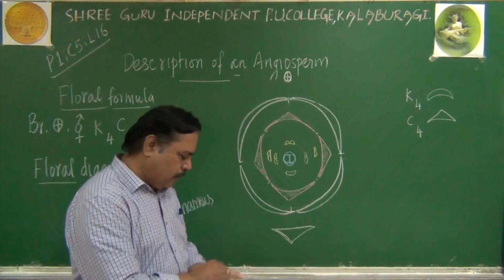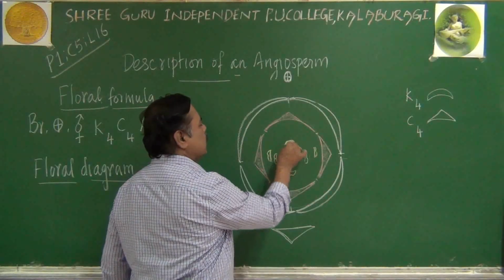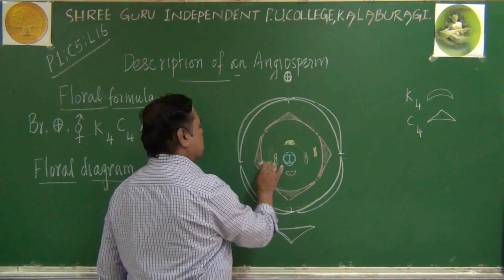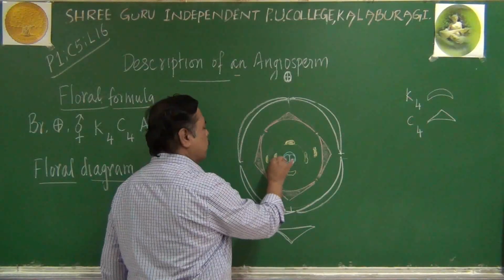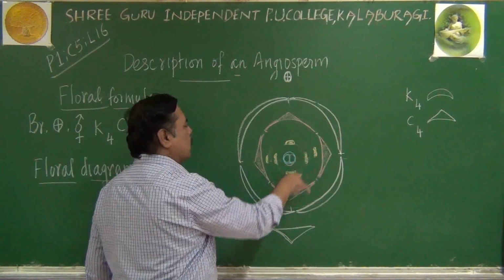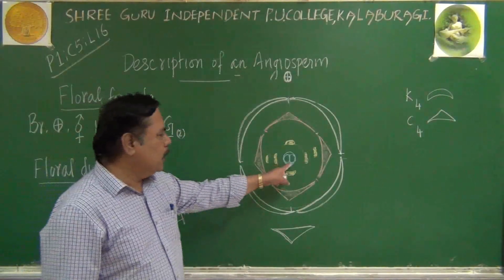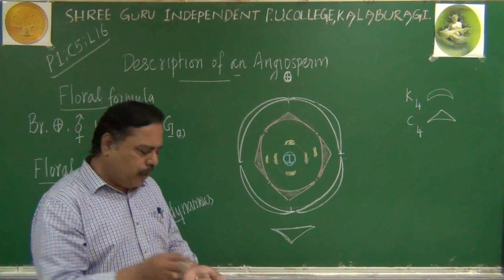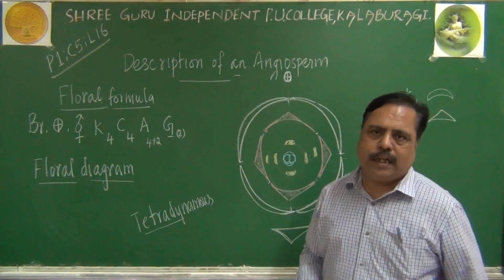Third one, yellow color we have drawn, that indicates stamen. How many stamens are there? 6 stamens are there. 2 of them are outside, the didynam, the shorter ones. Remaining 4 are bigger, longer ones. That is called tetradynamous condition. Inside here, what do we get? We get the bicarpellary gynoecium. Superior or inferior we cannot show in the diagram, but in the formula it can be seen.